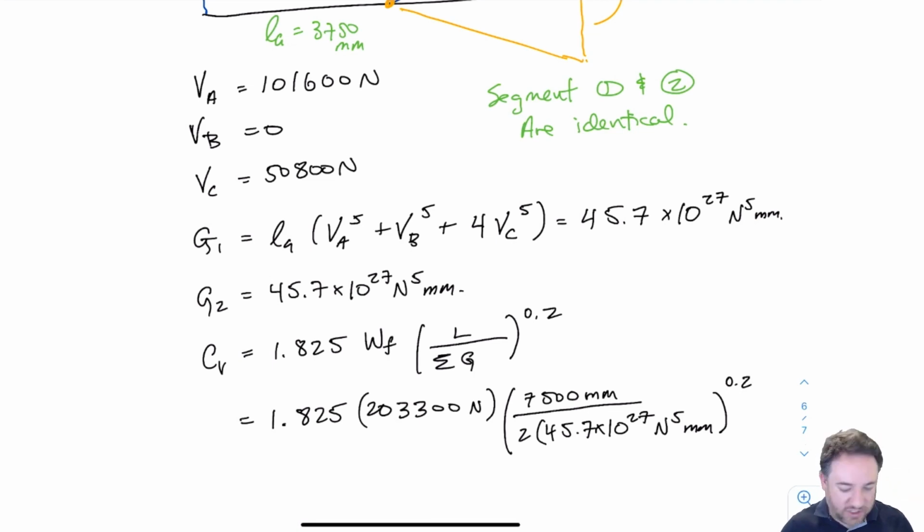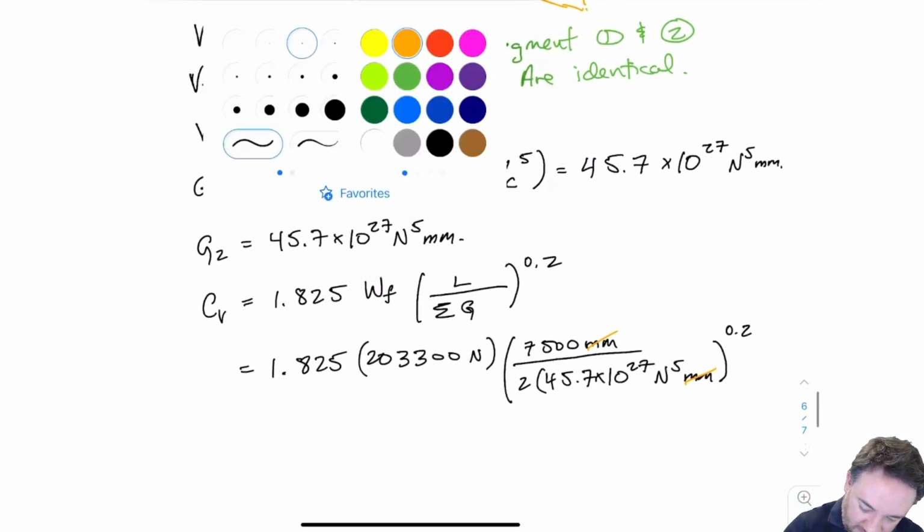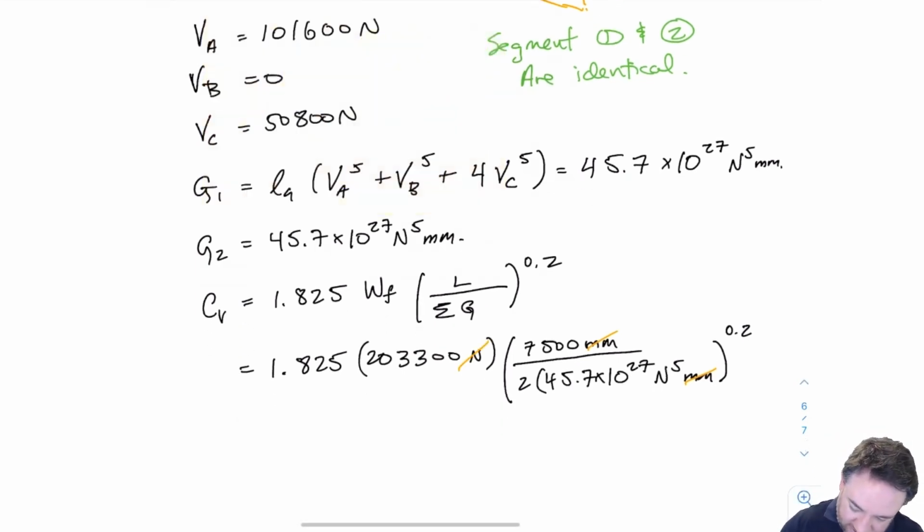Okay, if we follow the units, the millimeters are going to cancel out. And the 0.2 is going to cancel out the 5, right? So it's N to the 5 to the power 0.2, those exponents multiplied. So I'm going to get N to the 1, which is then going to cancel out the N from the 203,000 newtons WF. So those two cancel out. But I'm not going to actually write it like that, so that's not confusing in the notes. So if I do this, I find a CV of 3.57.